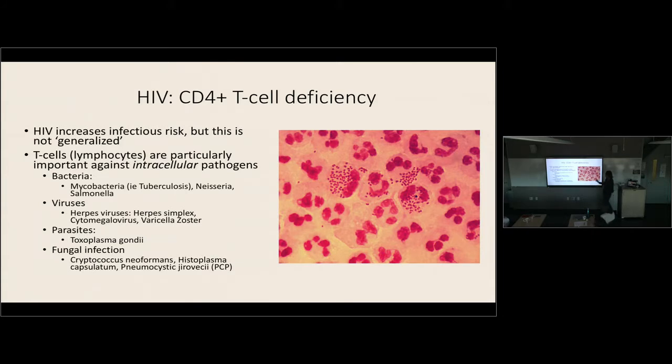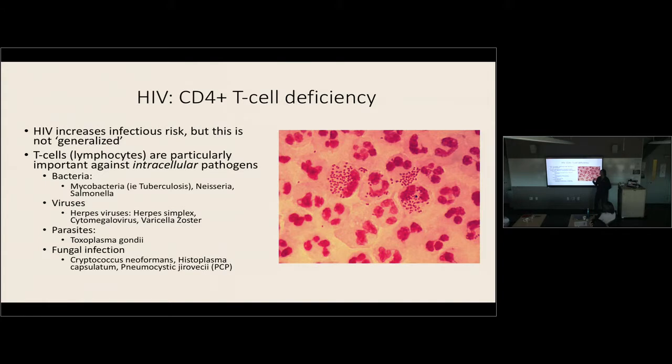So all the major infections with HIV involve intracellular organisms. For bacteria, it's things like mycobacteria, which is like tuberculosis, Neisseria, so gonorrhea, salmonella, which is diarrheal bacteria, and various viruses: herpes, zoster, like chickenpox, cytomegalovirus, all these things.